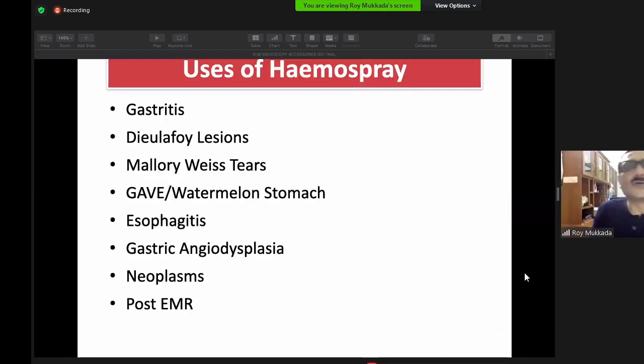Almost all the lesions, they say that it is useful, but the problem is this hemospray is not available in India. The original hemospray, which is made by Wilson Cook, is not available in India. Whatever we are using is made by local companies, which is not as effective as mentioned.